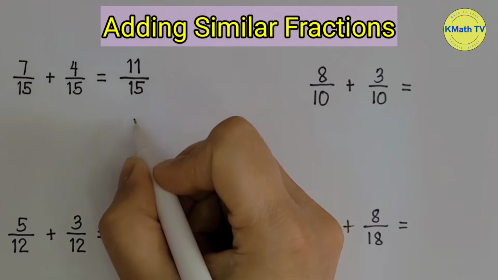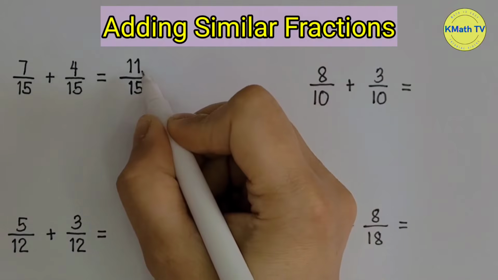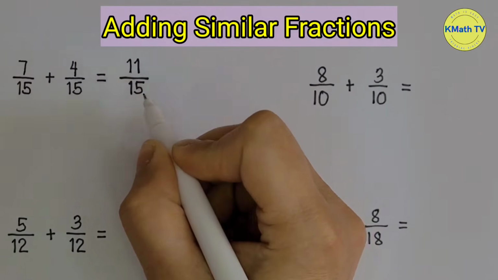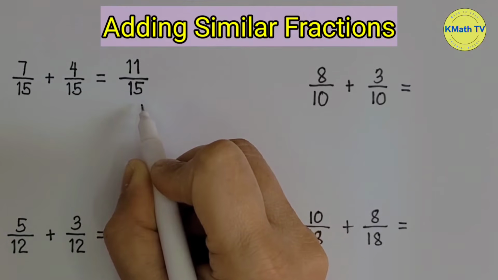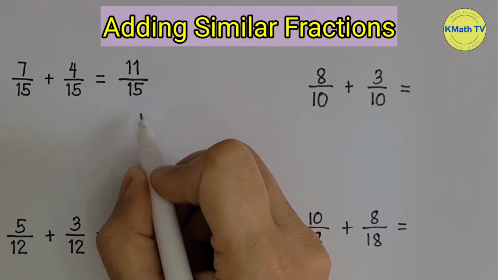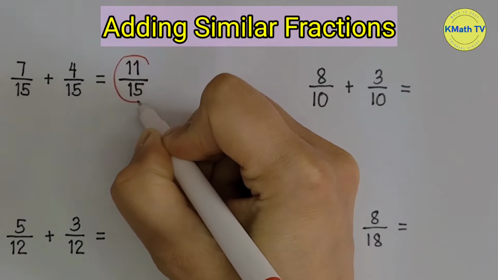The answer is 11/15. The fraction 11/15 is already in lowest term because the numerator 11 and the denominator 15 do not have other factor aside from 1. So, this is now the final answer.